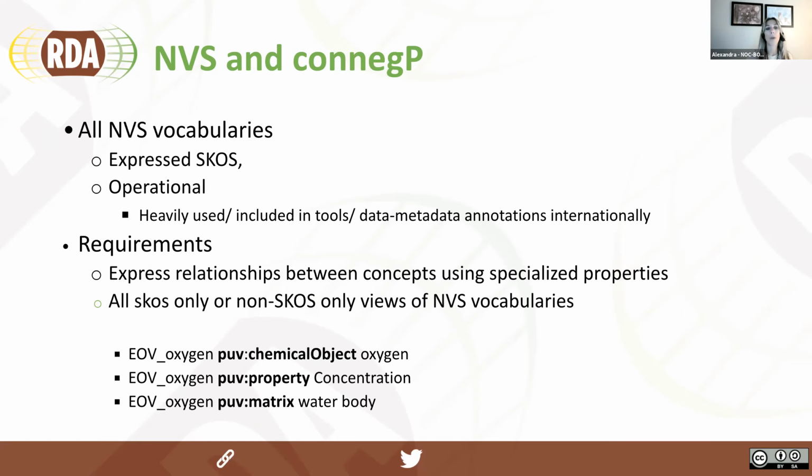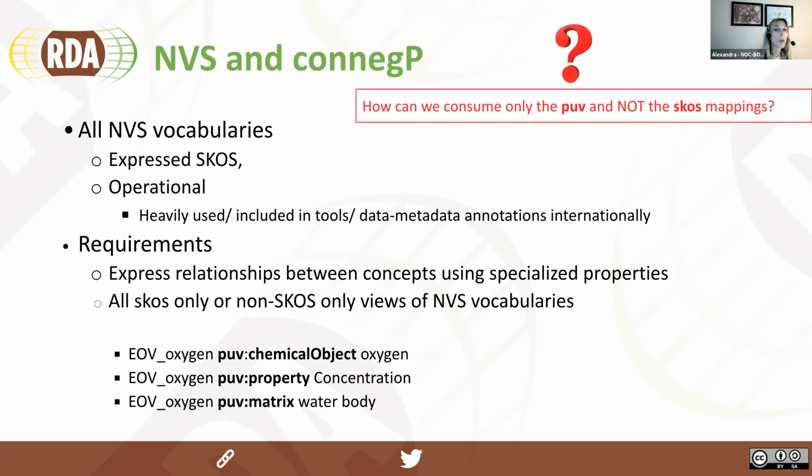So for example, we wanted to express the following triples, that EOV oxygen, using the PUV ontology, has chemical object oxygen, that EOV oxygen has property concentration, and that EOV oxygen has matrix the water body. And we wanted people to be able to consume only these properties without consuming the SKOS mappings. Next, please.